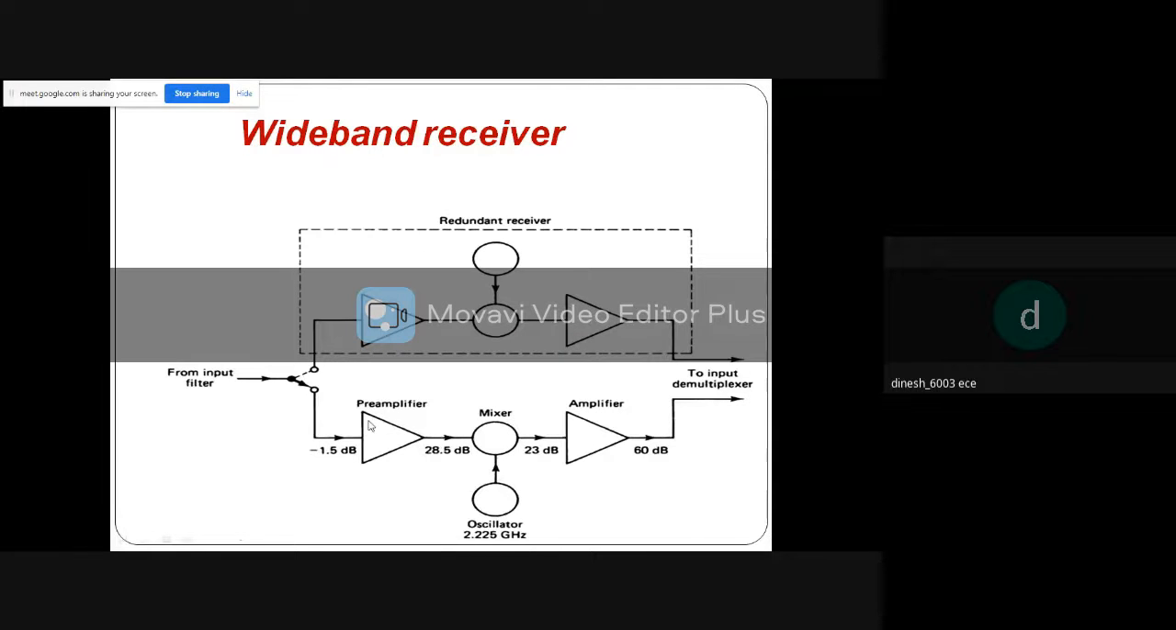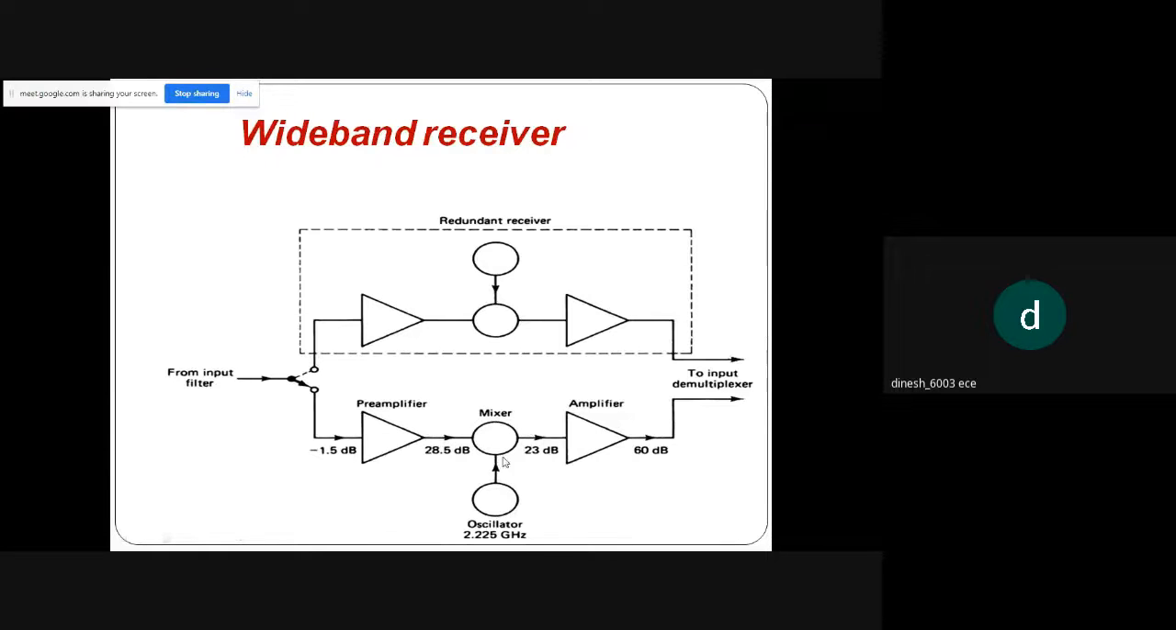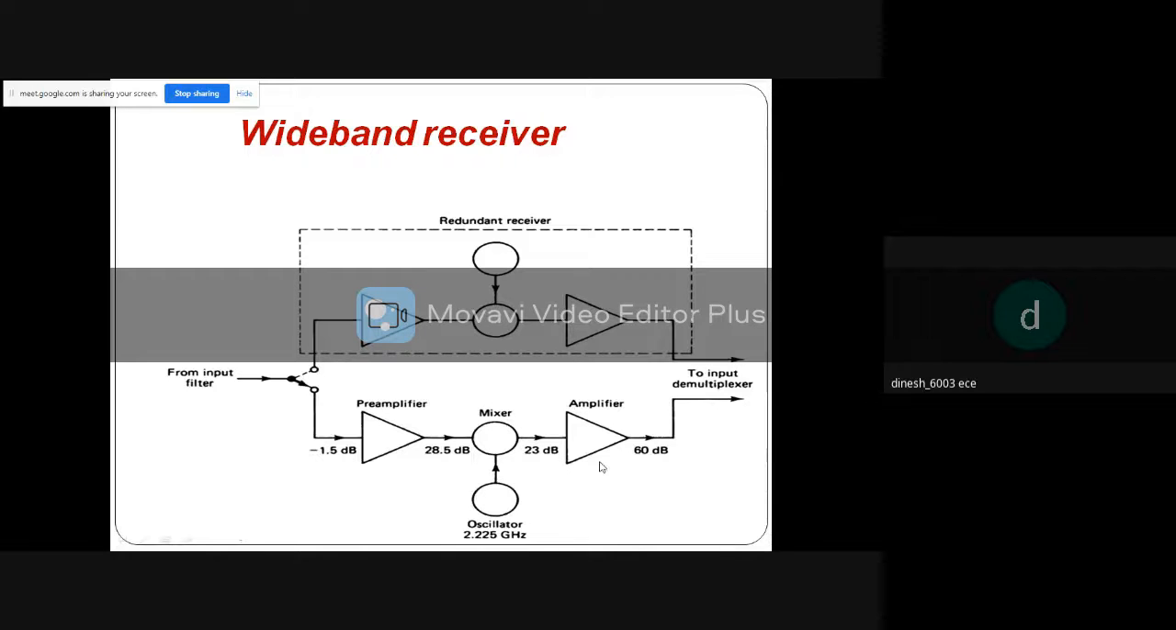The preamplifier is designed with a gain of minus 1.5 dB, and it is fed to a mixer with the oscillating frequency at 2.25 gigahertz. They are mixed, and the gain fed to the amplifier is about 23 decibels, and it is amplified to 60 decibels and then goes to the demultiplexer unit. Okay, as we had seen in this diagram.